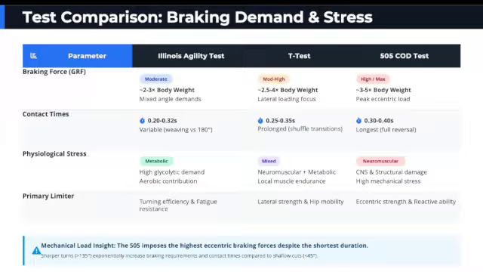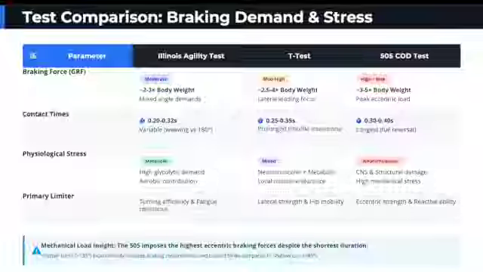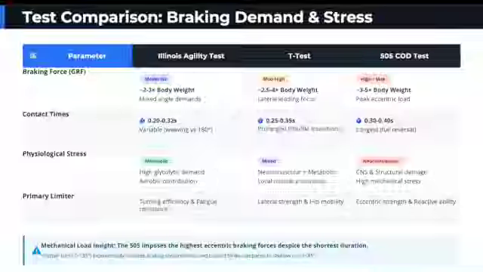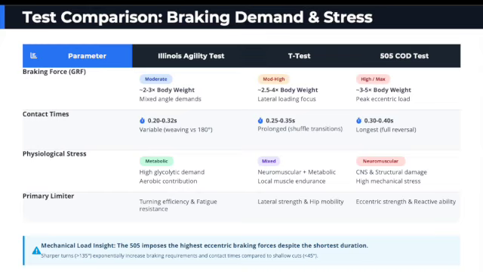Physiological stress: the Illinois has a highly glycolytic demand. It has aerobic contribution. It's much more metabolic. The T test is mixed, neuromuscular plus metabolic. You need local muscle endurance, and the 505 is basically neuromuscular, with central nervous system and structural damage. High mechanical stress. The primary limiter in the Illinois is turning efficiency and fatigue resistance. T test: lateral strength and hip mobility. And the 505: eccentric strength and reactive ability.